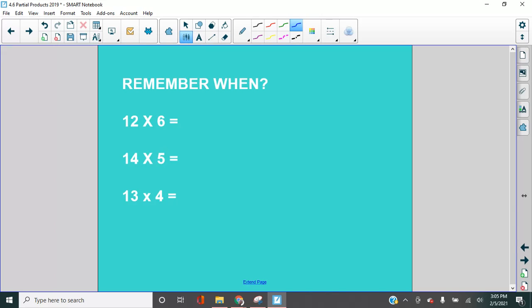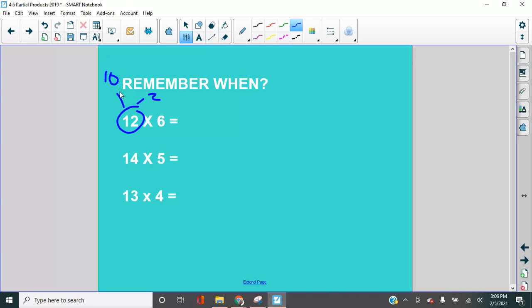Remember when we did these types of problems and we said, all right, well, this 12 is the same as 10 and 2. So if we know our 12s, great, but probably not. And we definitely don't know our 13s and 14s very well. I don't know, maybe you do, but I don't know all my 14s all the way to 14 times 14. Woo, that'd be hard. But that 12 is worth 10 and 2.